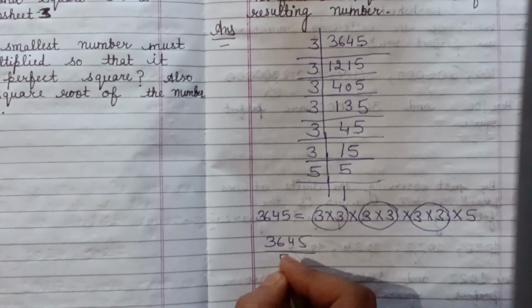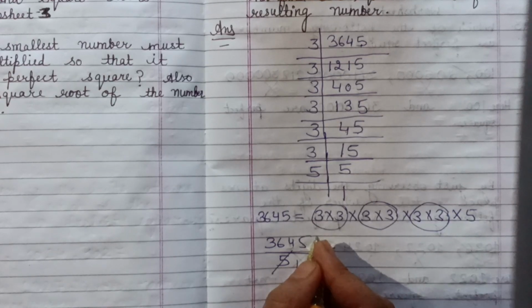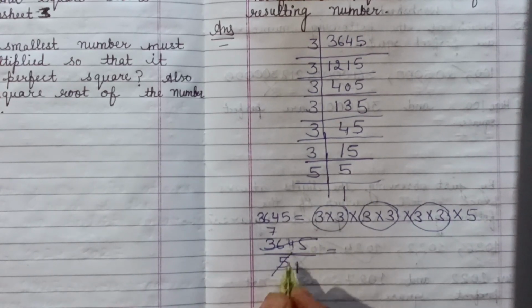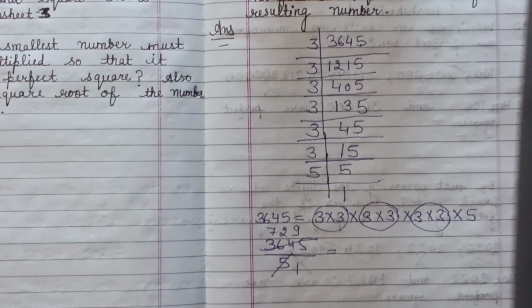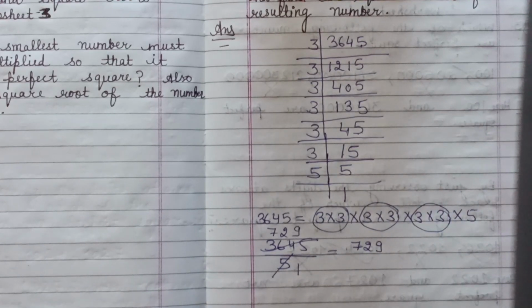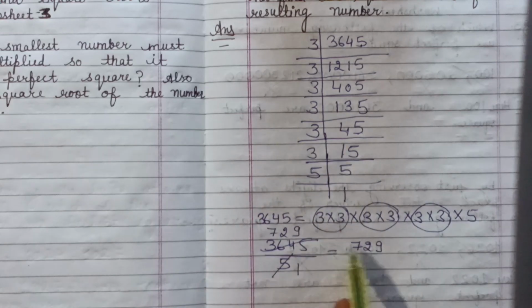3645 divided by 5 is equal to, 5 sevens are 35, 1 here, 7 twos are 14, 5 twos are 10, and 5 nines are 45, which is equal to 729. Now our next part is to find the square root of the resulting number. This is the solution of the first part. Now we can calculate the square root of this number.